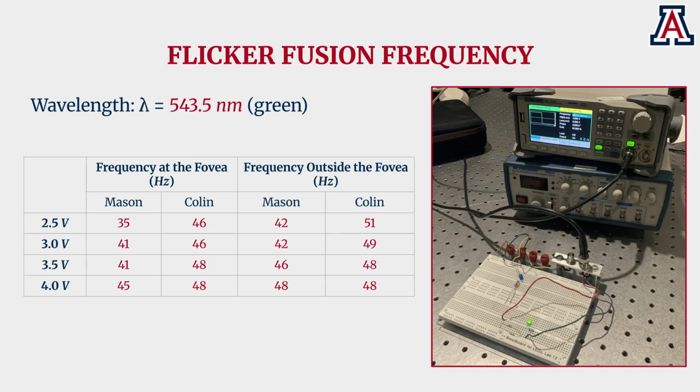Next, we tested our flicker fusion frequency. This was done by driving a green LED at several voltages, then finding the frequency at which a driving square wave made the LED appear to be a single solid color instead of a flashing light. We found that the driving voltage, increasing brightness, correlated with slightly higher fusion frequencies, and we also found that the fusion frequency was higher outside of the fovea.